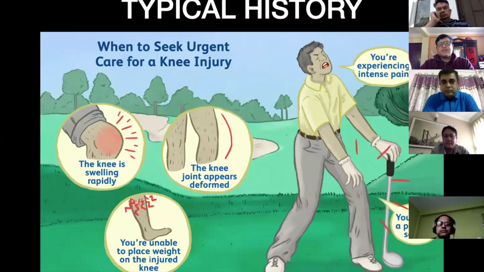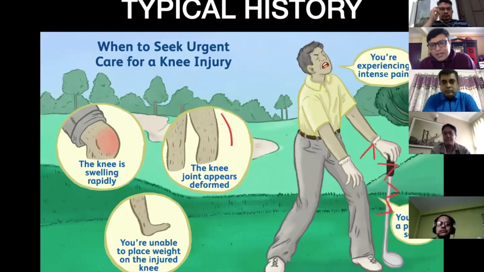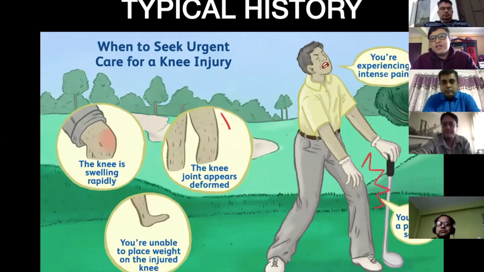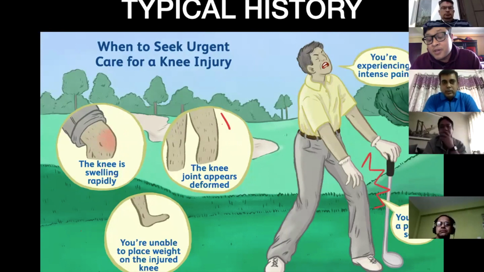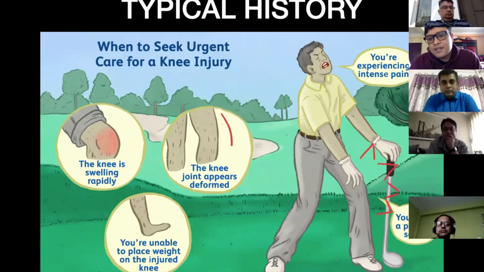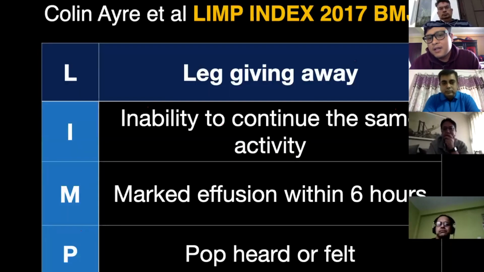Absolutely, sir. As Naveen sir has mentioned, the LIMP index: L stands for leg giving way, I for immediate swelling, M for massive inability to continue activity, M for massive swelling, and P for pop. These are not new things. These are very old things described in literature as typical history. But Colin Eyre et al. in 2017 summarized them in an acronym called the LIMP index. According to them, if 2 out of 4 LIMP index features are positive, then there is a high probability that the patient has an ACL injury. This was discussed in the last class, so I'm going fast on the LIMP index.